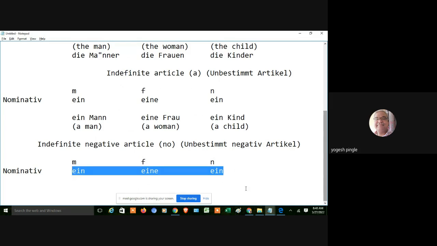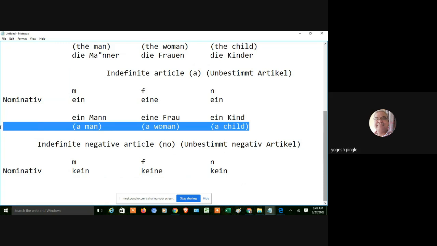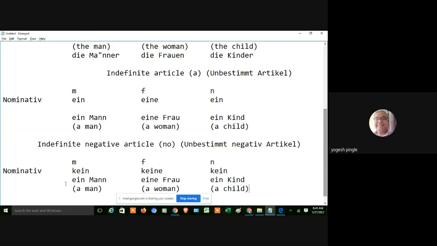So how is it like this? So here it is kein, kein, and kein. So instead of ein, kein. Let's say kein Mann, no man. Keine Frau, no woman. Kein Kind, no child, like that. Okay. So here it is like this: kein Mann, keine Frau, kein Kind. So here it is no child, no woman, and no man.